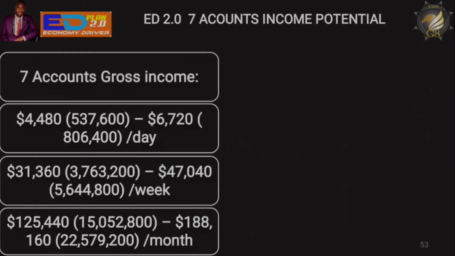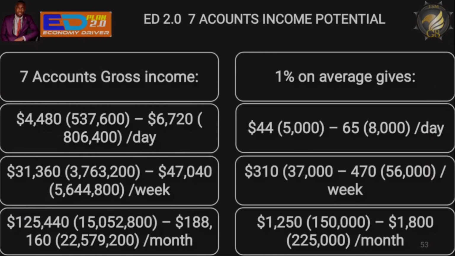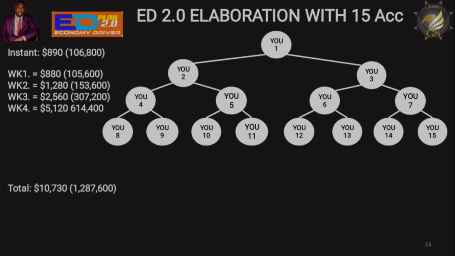Okay. Now let's look at what the income potential is with 7 profit centers of ED 2.0. This is the income potential you have using the second way of income generation at 100% success potential. This is what you're going to make. If we help you achieve 1% every single day, you'll be able to make an average of about $44 every single day, and that is an average of about $310 every single week, and that is $1,250 every single month. This is at 1% success potential. If you want to make 10%, it will be $440 per day, and that will be $12,500 per month at 10% success potential. So that is the power of the opportunity.